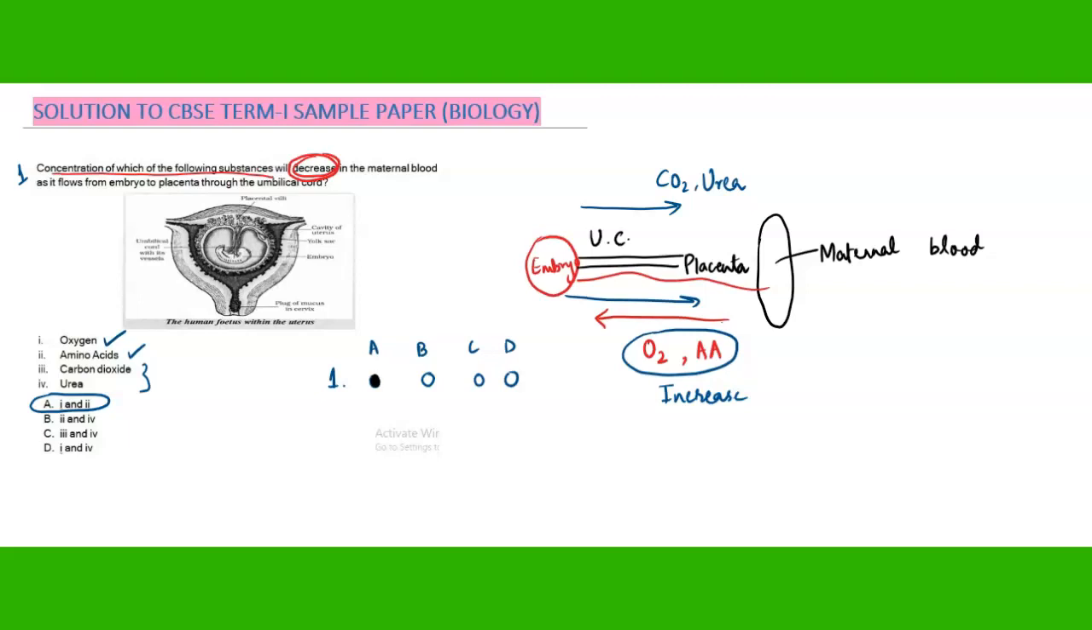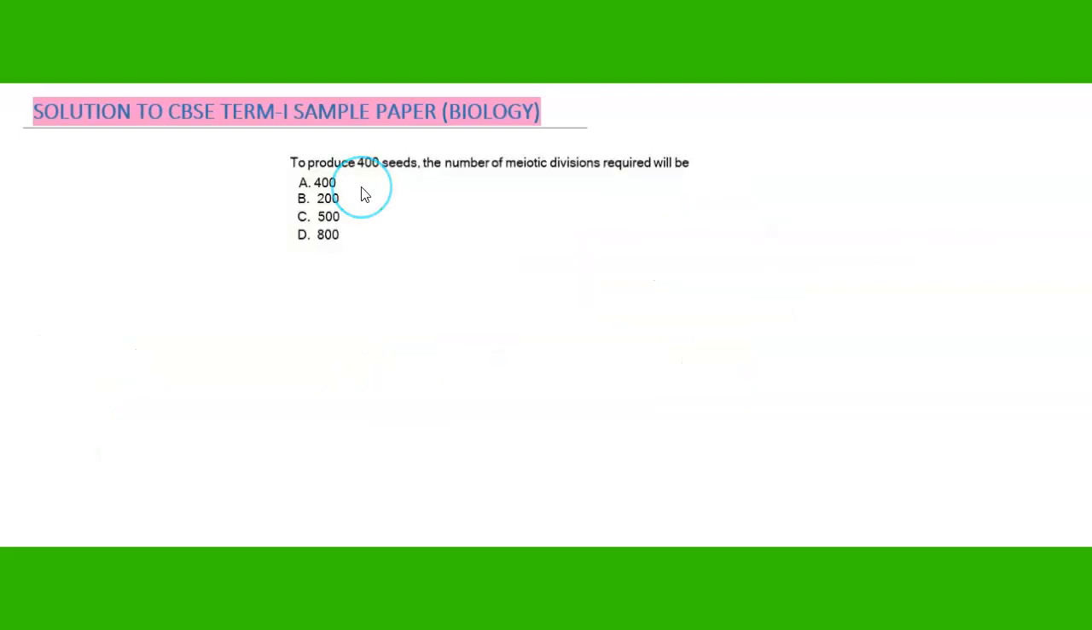Here in this case, picking oxygen and amino acids means we will not tick 2 options. Rather, we have to move on and pick the option where both are applicable. So be careful in such types of MCQs where they are asking for 2 options. This is very important. This is our next question.